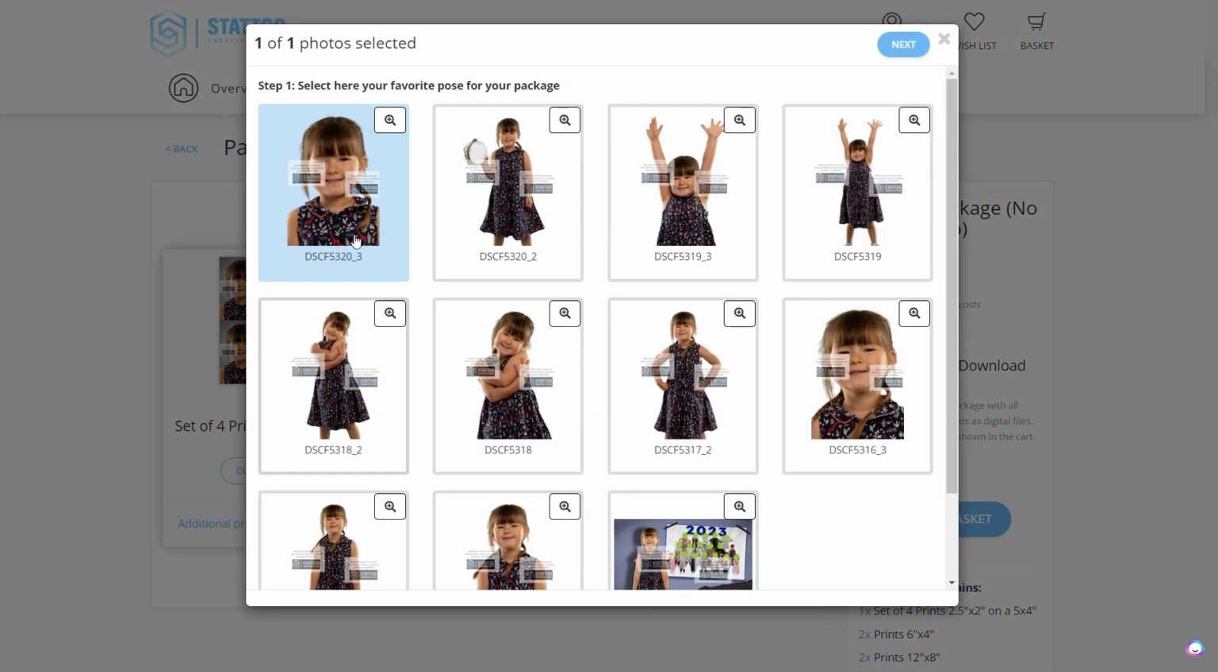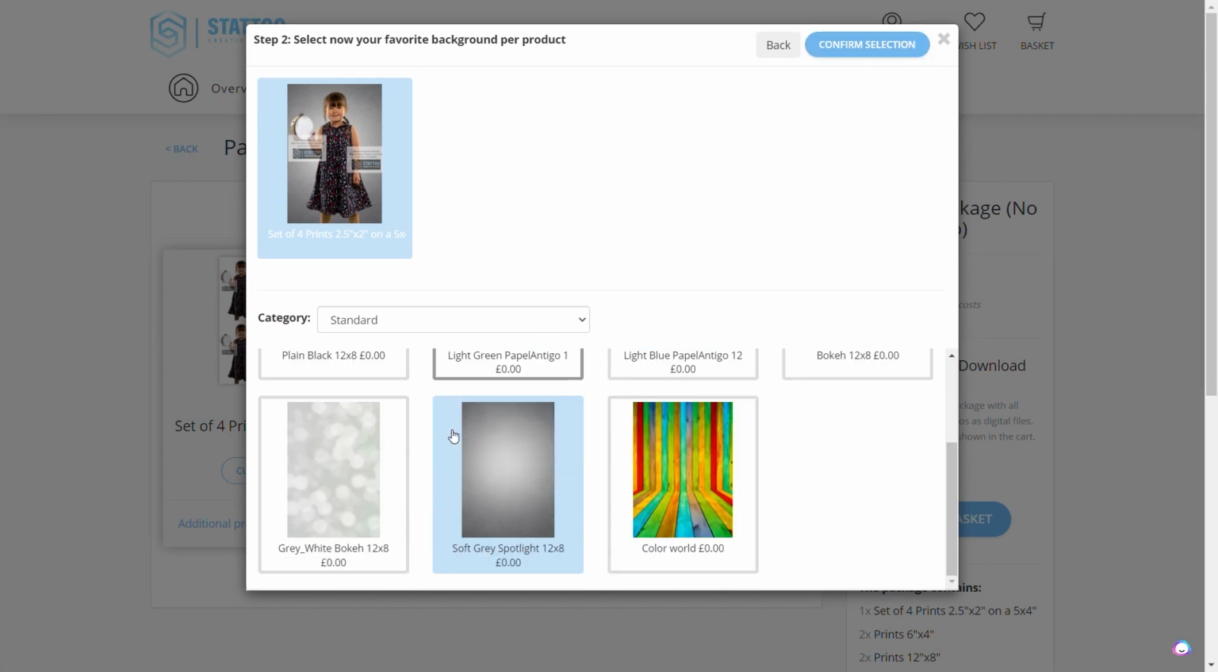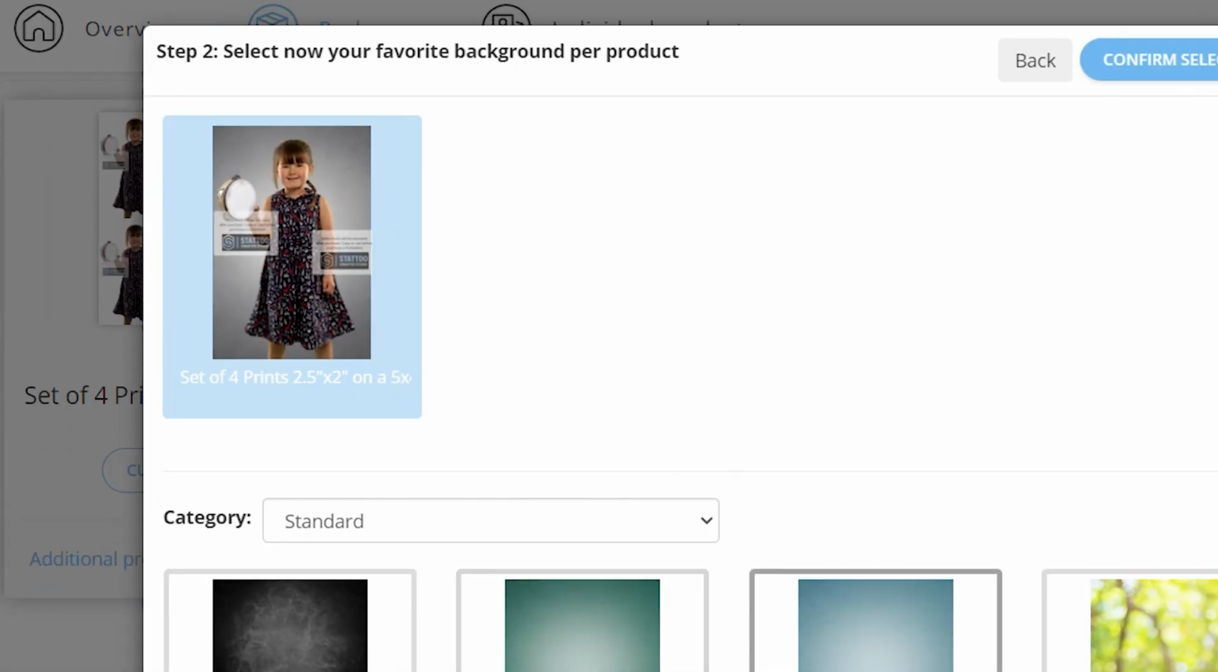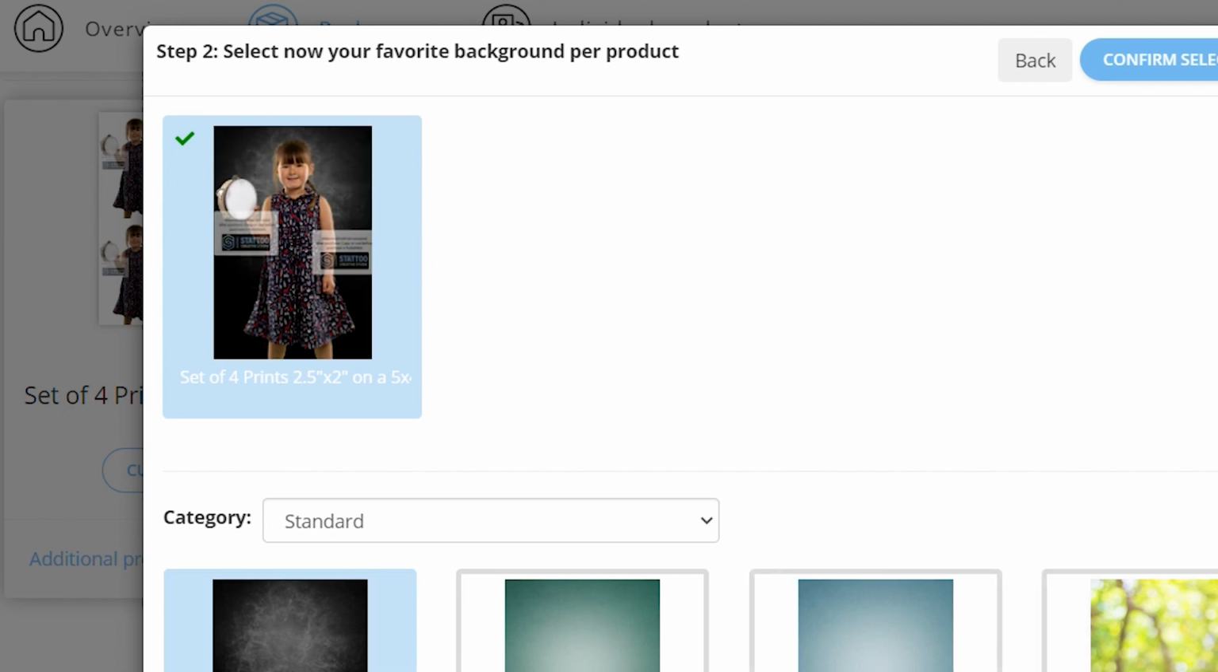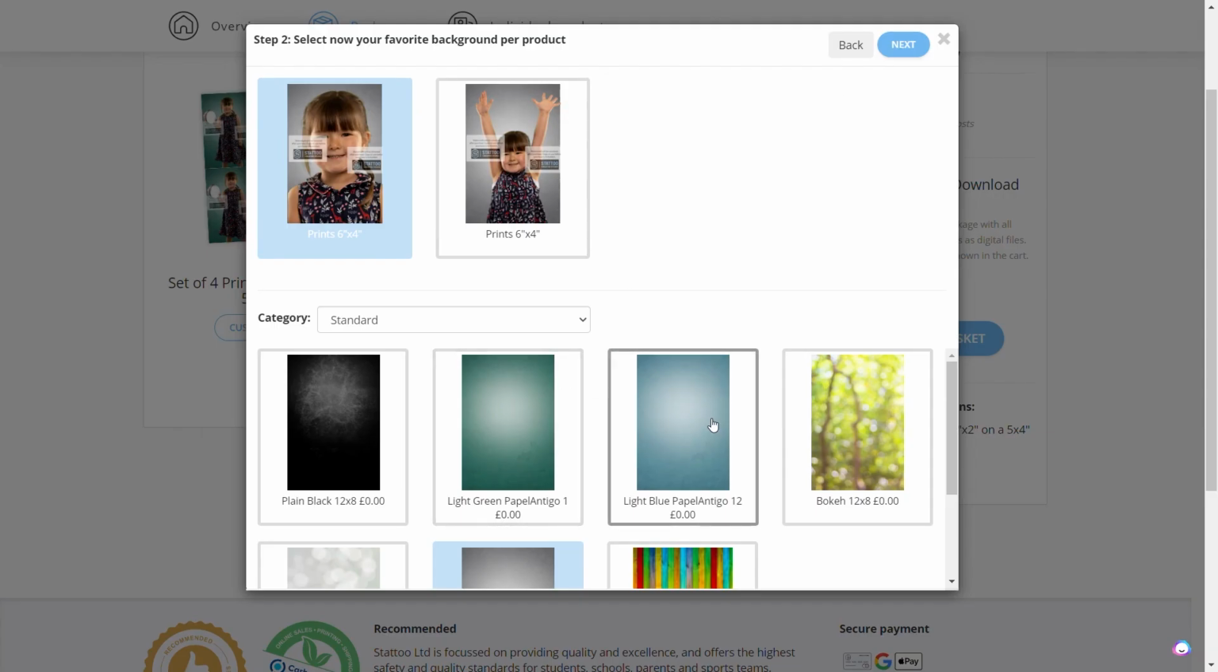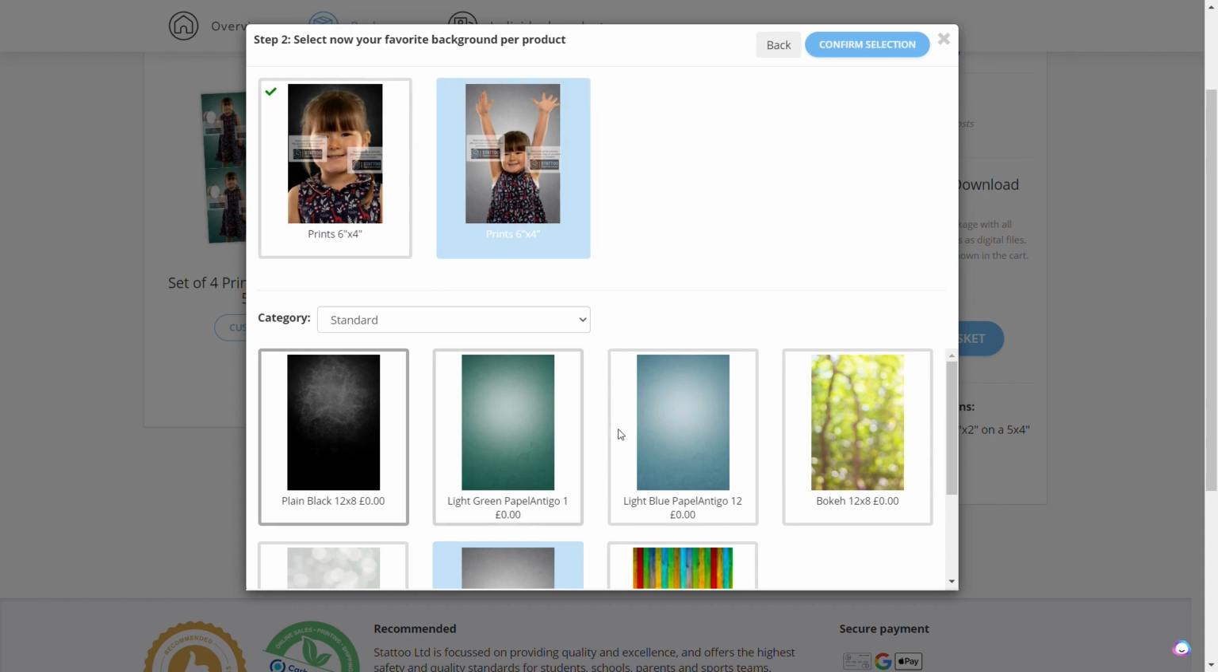Because of the green screen technology we use, parents can also choose what background they would like on their individual photos. This is done very easily by selecting one of these preset backgrounds. Please note, this service is only available to early years and schools, and the background of a group photo cannot be changed.